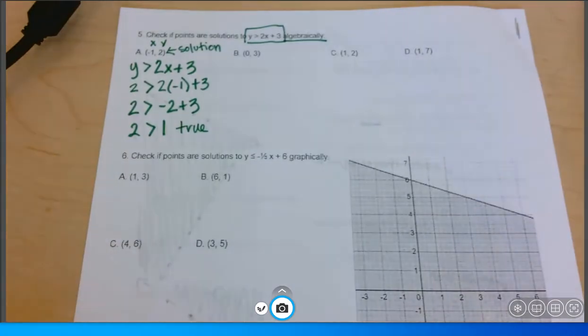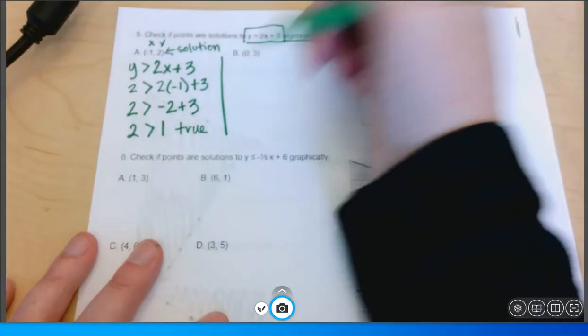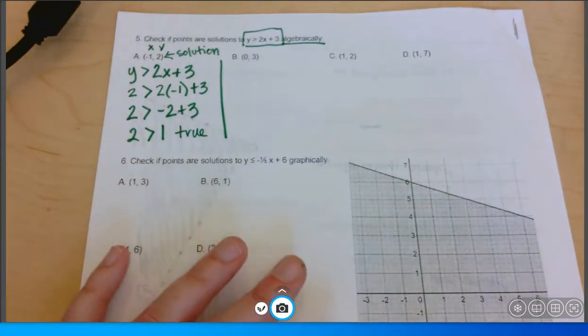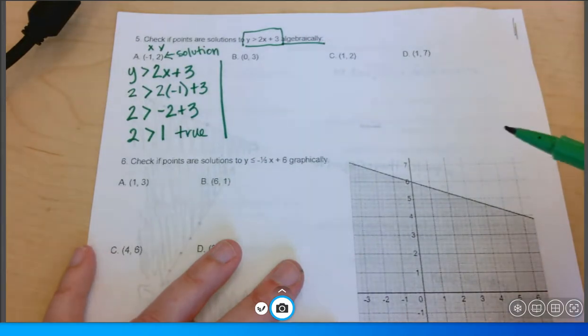Just like we did the other day at the end of the notes. You plug the numbers in. If it's a true statement, it's a solution. If not, it's not a solution. All right, I'm going to do another one, and then you guys are going to do 2.